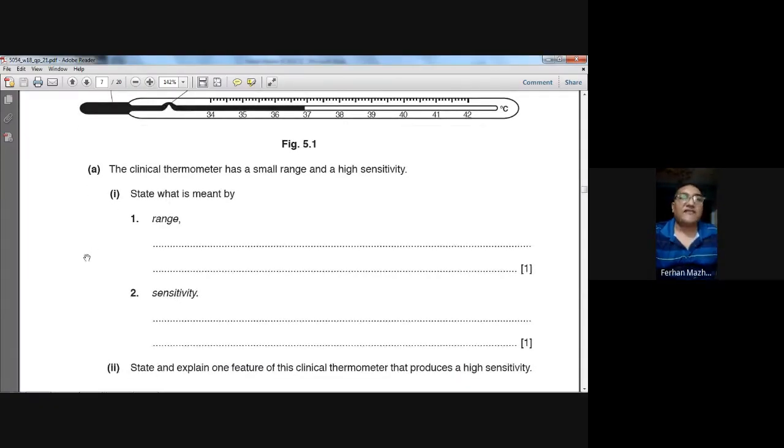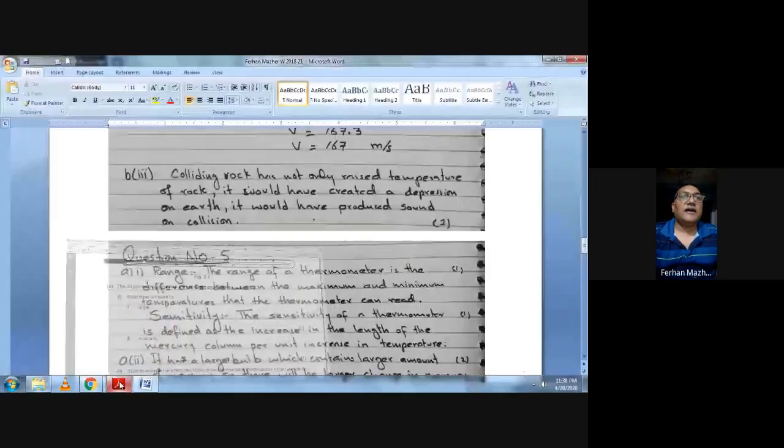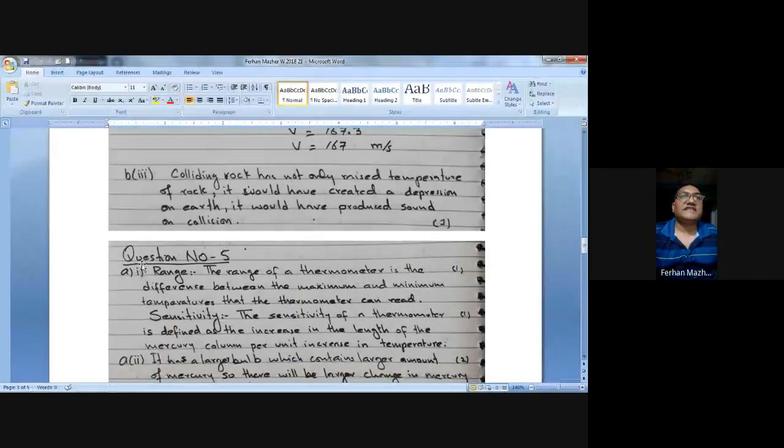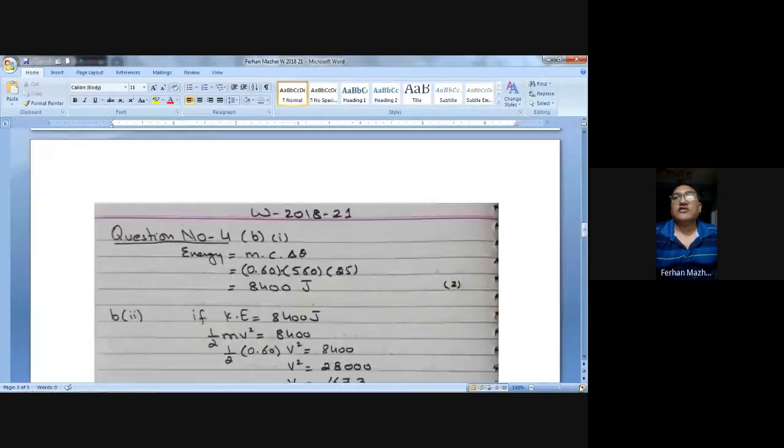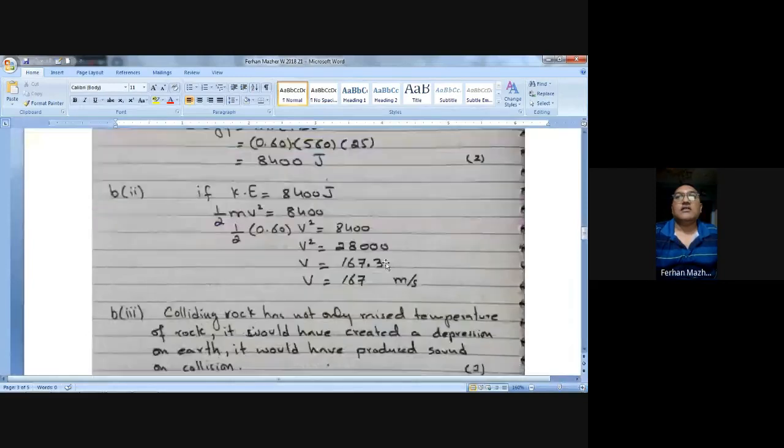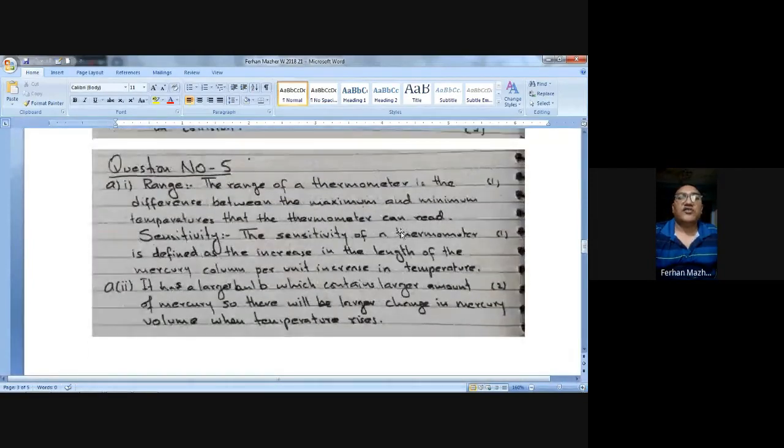So here we have to define what is the range. On your screen, I hope you are able to see, I've written here the definition of range. The range of a thermometer is the difference between the maximum and minimum temperatures that the thermometer can read. This is the definition of the range.